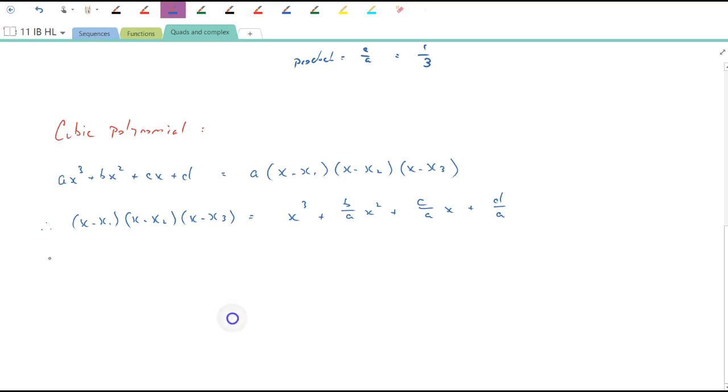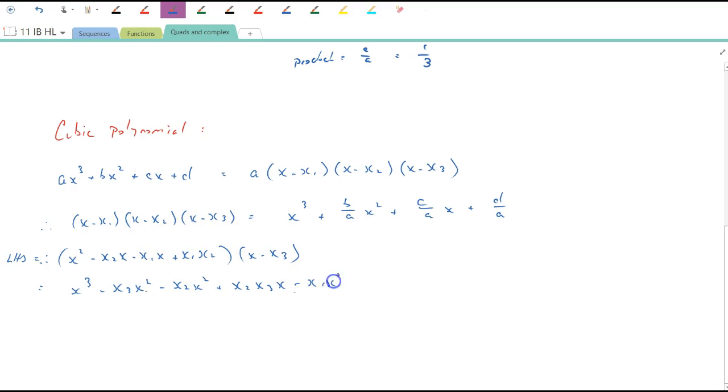Now my job is to expand the left-hand side here, which in order to do so, expand these two: x squared minus x2x minus x1x plus x1x2. That's that there. I've got to now bring in my x minus x3. So really what I'm doing here is working with my left-hand side, which now equals x cubed, once I do that, minus x3x squared minus x2x squared plus x2x3x minus x1x squared plus x1x3x.